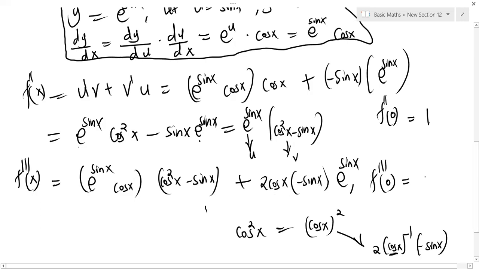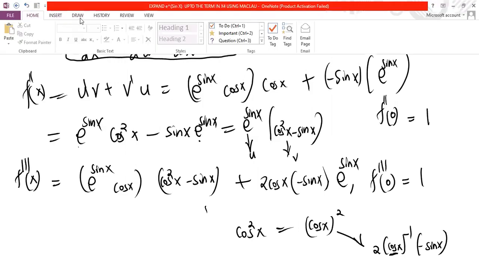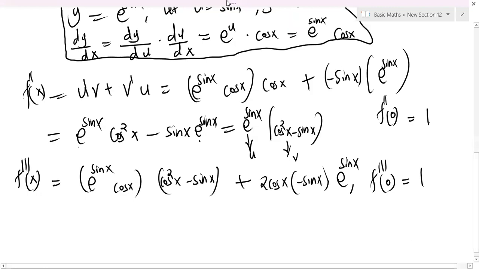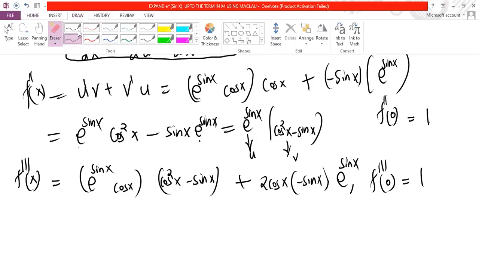So the whole of this will give us 0. So eventually that gives us 1. Now, finally, let's get the fourth derivative. So I want to rewrite the function nicely and simply, so that you can see it clearly.